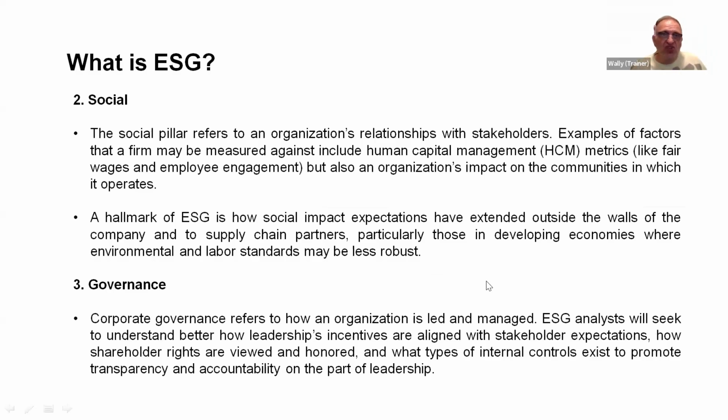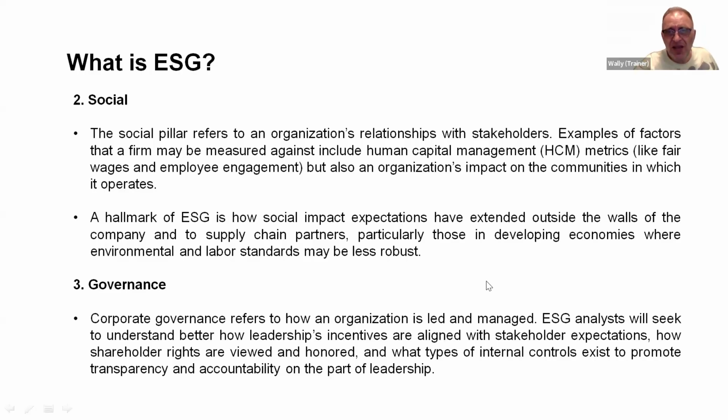The second one, Eugenia, is social. Social, okay? What do we mean by social? The social pillars of a company, any company, refers to their relationships with their customers who are stakeholders and any other people involved in their business. A hallmark of this environment and social governance process or policy is how people feel about, how do people react to your company's brand when they talk about environmental issues or social issues?